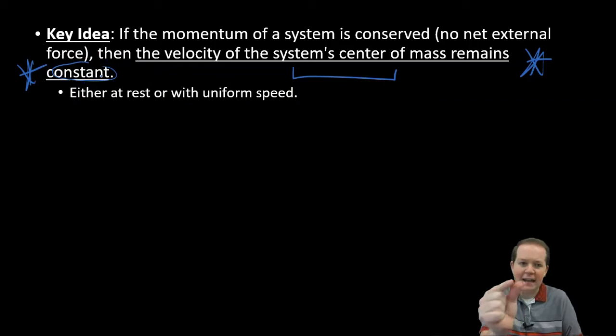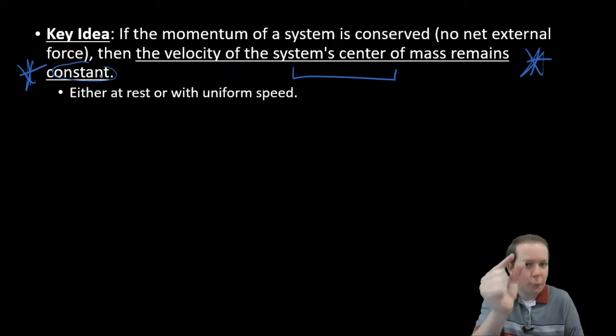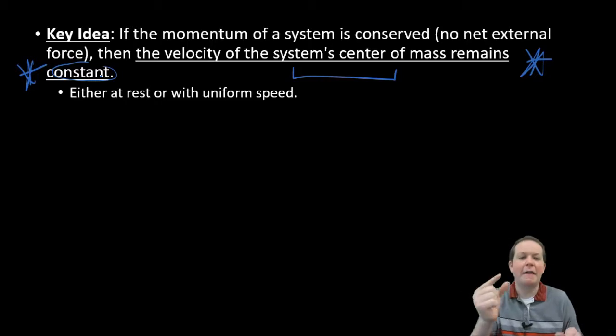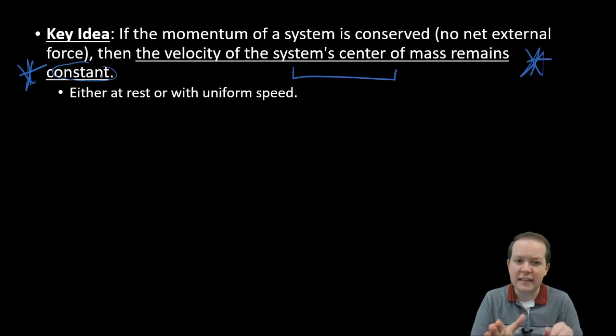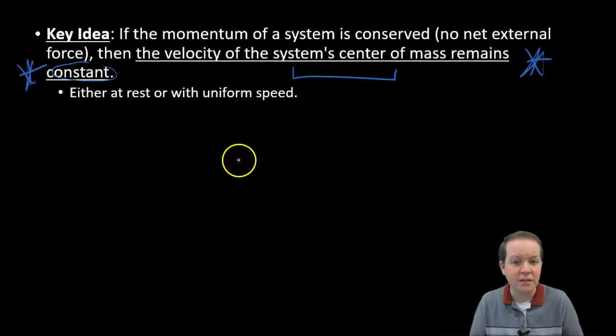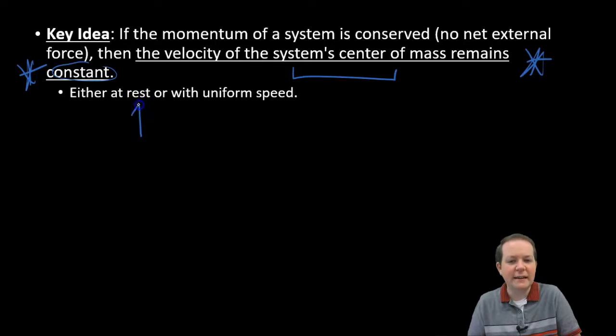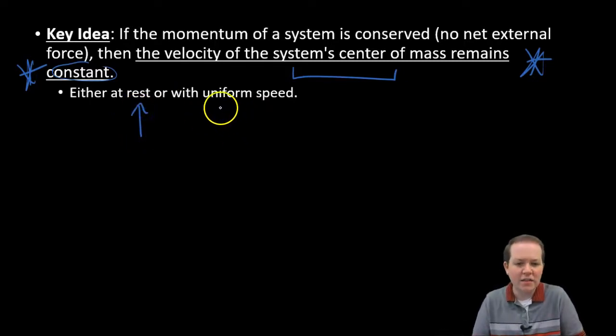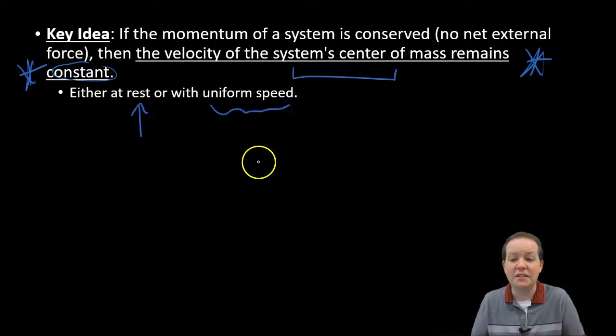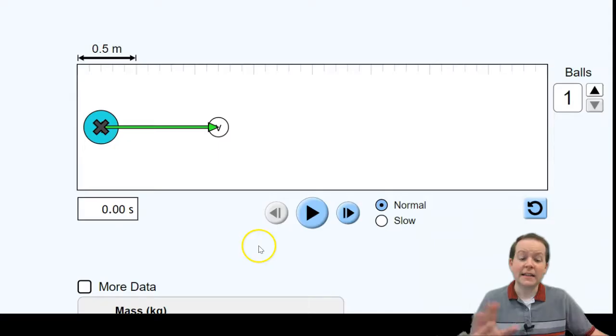That center of mass, that average, could either be at rest, or, as I'll show you in a demo in a moment, it could be moving. But whatever that motion is, whether it's staying at rest or moving, that motion is constant if momentum is conserved, if there are no outside net external forces. So the velocity of the center of mass can either be at rest or have some constant velocity, some constant speed. Let's take a look at what this means, because my other pictures were just stationary.